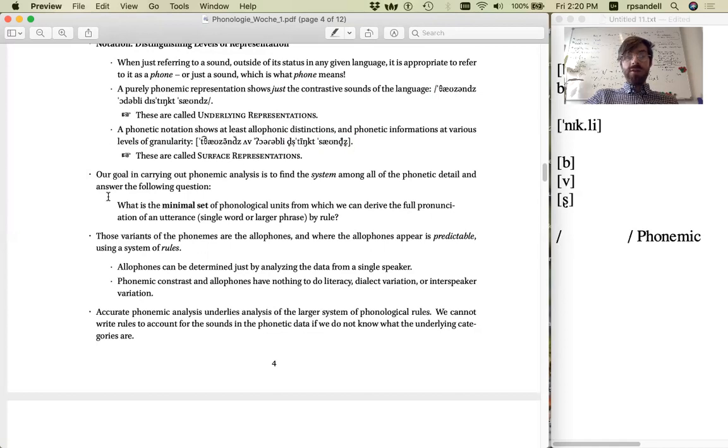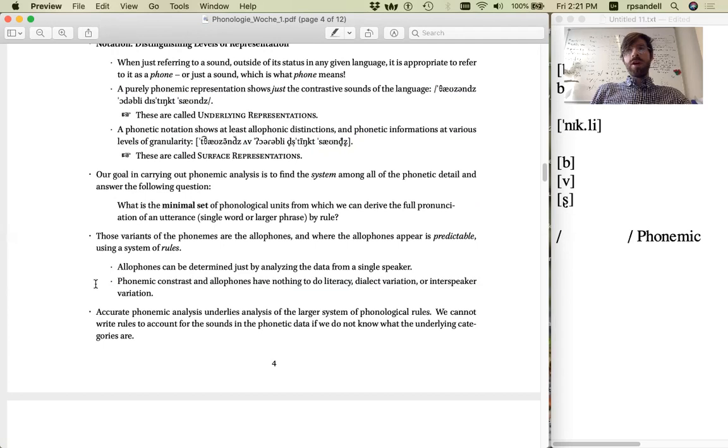And importantly, you can discover allophones using just data from a single speaker. If you are conducting fieldwork and you only have one native speaker consultant to work with, then you could gather data just from that speaker and look for the distribution of sounds in that data to try to establish what the allophones of the contrastive sounds are. It's important to note that phonemic contrast and allophones have absolutely nothing to do with literacy or dialect variation or interspeaker variation. The distinction between phoneme and allophone is a psychological distinction that is going to be present in the grammar of every speaker. But again, it's a subconscious distinction.